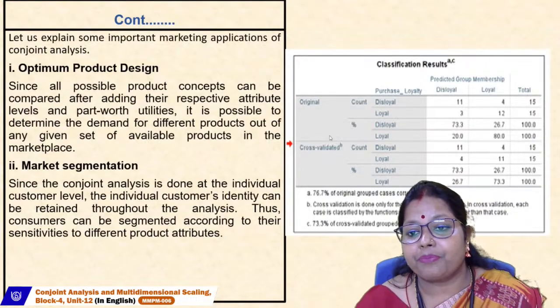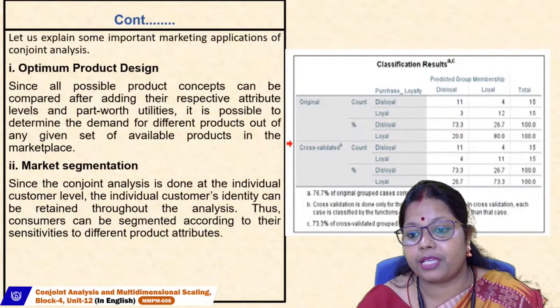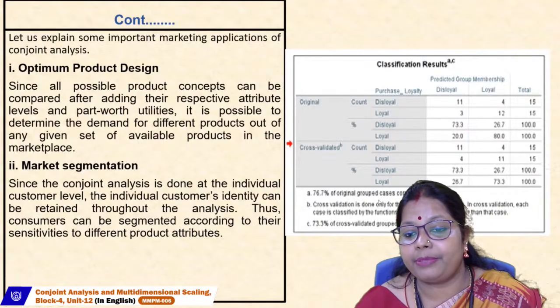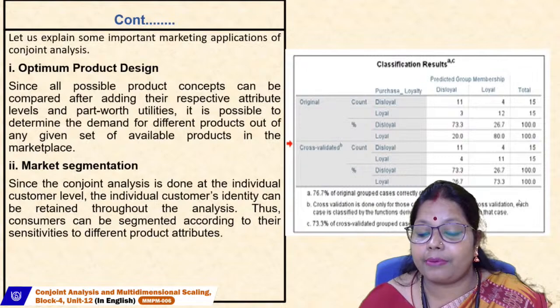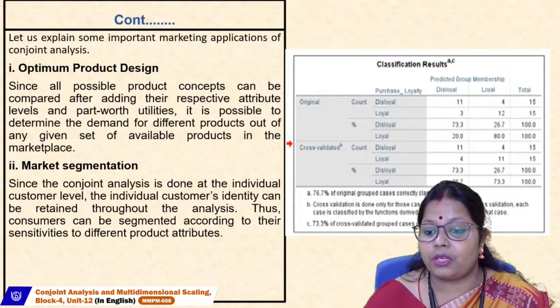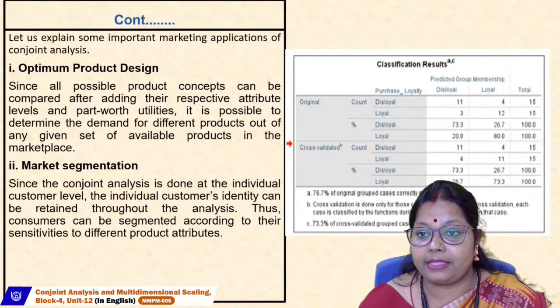We can see here the original count of disloyal and loyal in the matrix. We can see here that 76.7% of the original grouped cases are correctly classified and 73.3% of the cross-validated grouped cases are correctly classified in this data.